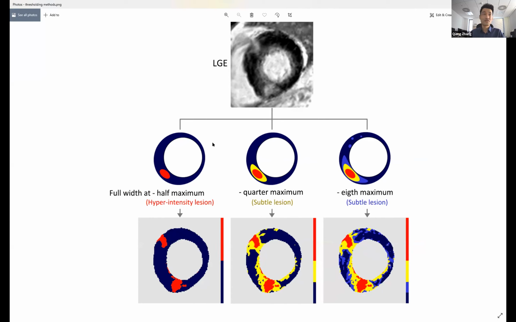So to capture all the signals, we not only use the full width at half maximum threshold method as shown on the left-hand side, but we also lower the threshold using, for example, quarter maximum and full width at eighth maximum to capture more subtle lesions, as visualized here in yellow and light blue color. Putting all of them together, we have what we call a progressive thresholding map method to capture different extents of LGE and VNE lesions.